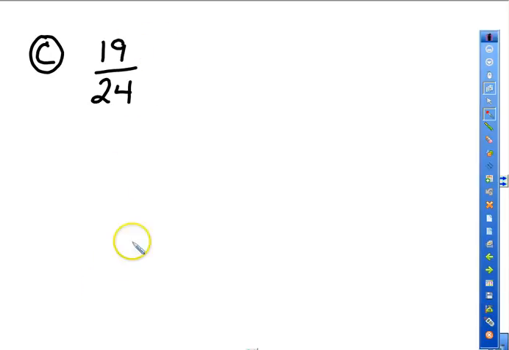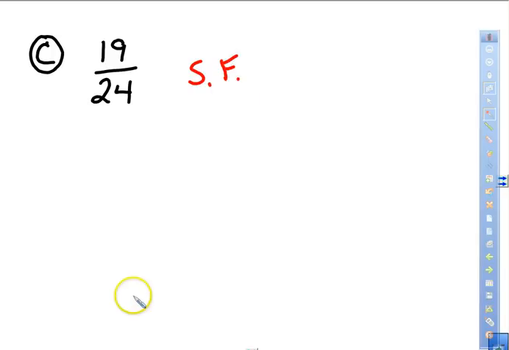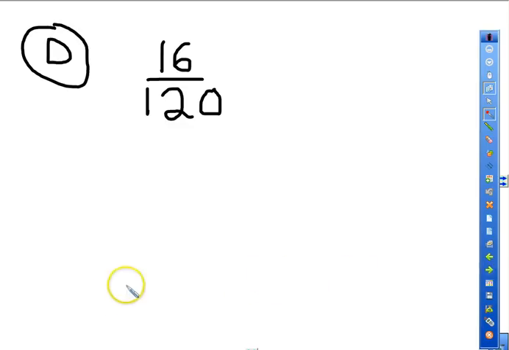Well, 19, as you know, is a prime number. So if 19 does not go into 24 equally, then it is in simplest form, and you can simply write SF, and it is in simplest form. Let's take a look at our next one. Go ahead and solve this.